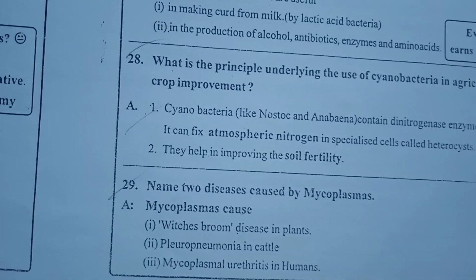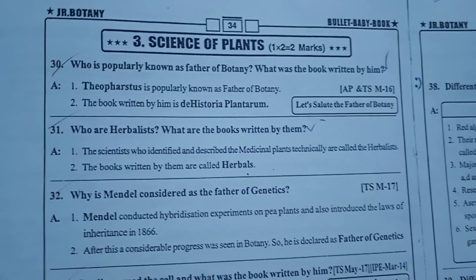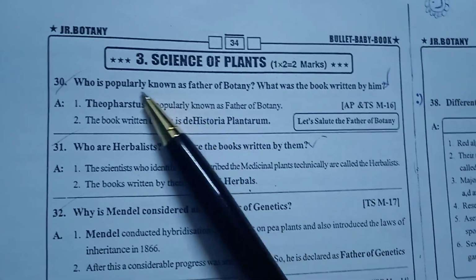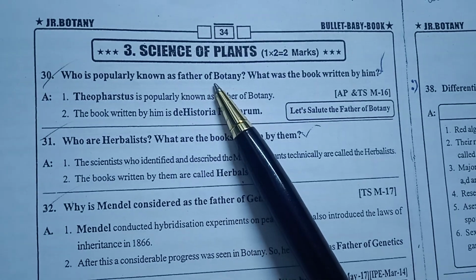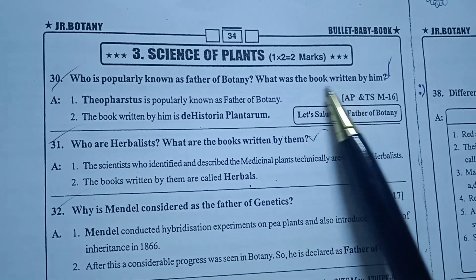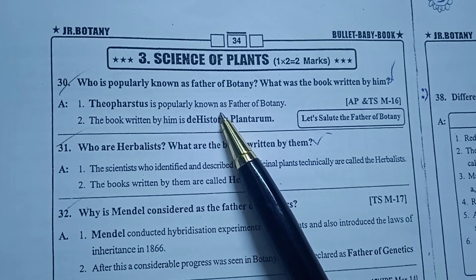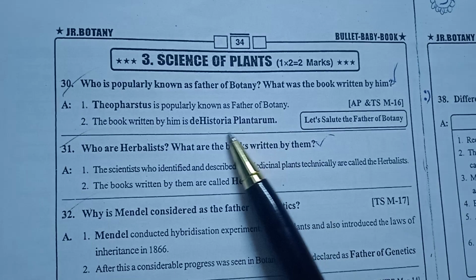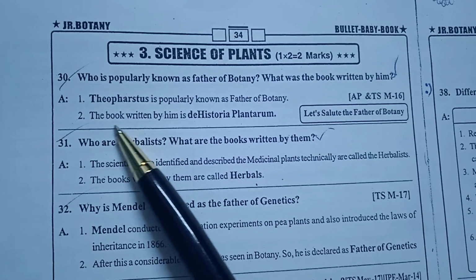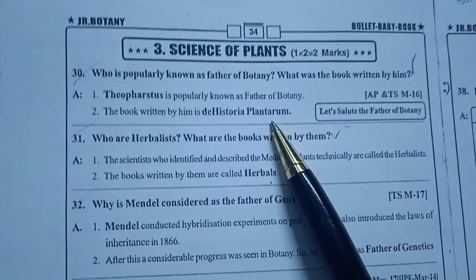Third lesson, Science of Plants. First, a very short one: who is popularly known as the father of botany? What was the book written by him? Theophrastus is popularly known as the father of botany. The book written by him is De Historia Plantarum.